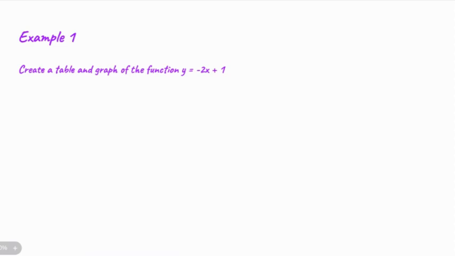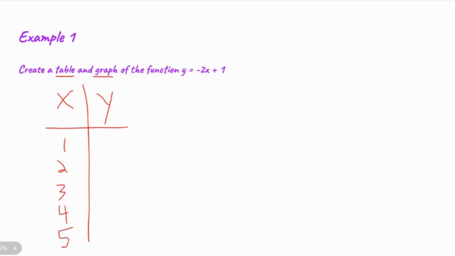Hello class. In this video we're going to talk about creating tables and graphs for functions. So that's what the instruction tells us to do. Create a table. Get my pen ready. There we go. Table, graph. So the table, I'm just going to do X, Y. And since this is a linear graph, I'm just going to go 1, 2, 3, 4, 5.